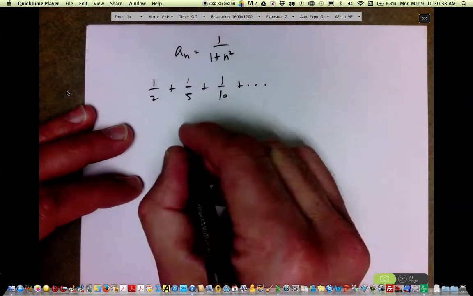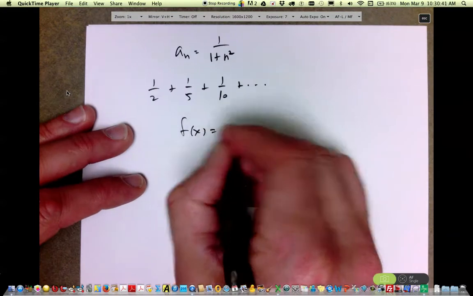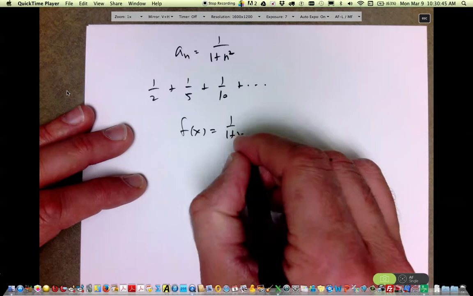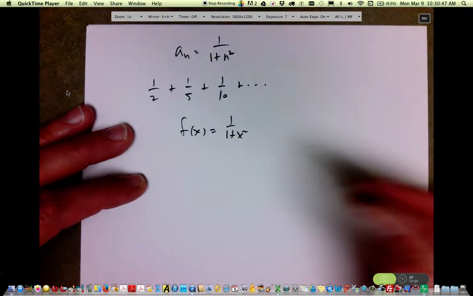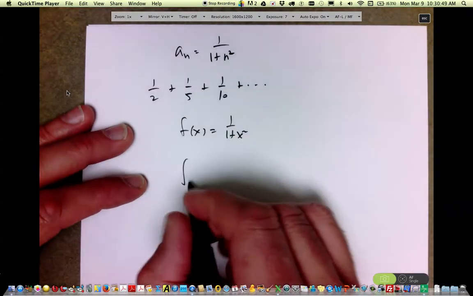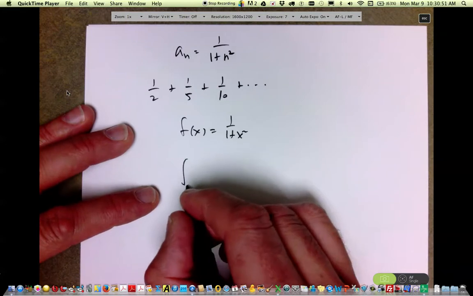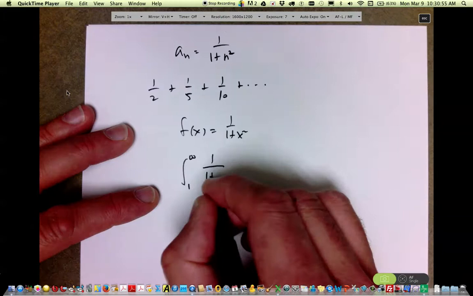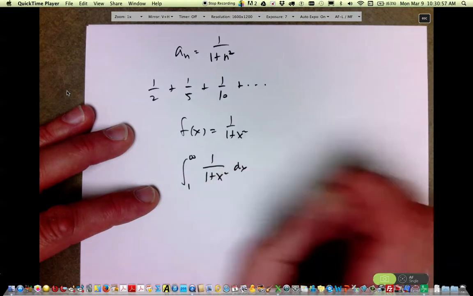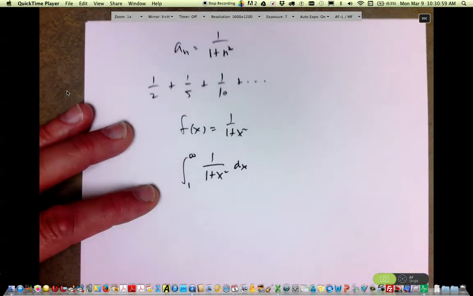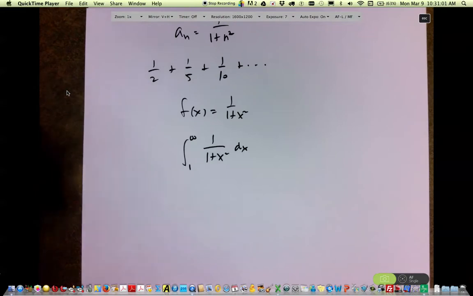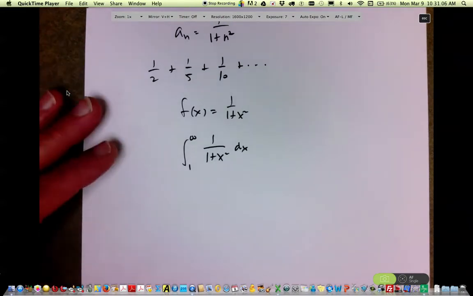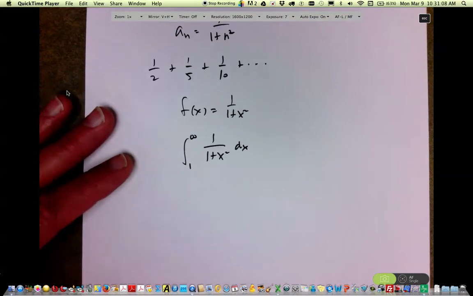Well, if we say the function f of x is equal to 1 over 1 plus x squared, we want to know what's going to happen to the integral from 1 to infinity of 1 over 1 plus x squared dx. Remember, our conclusion was that if this converges, then the series converges. If this diverges, the series diverges. All right, I want to show you two ways that we can do this.